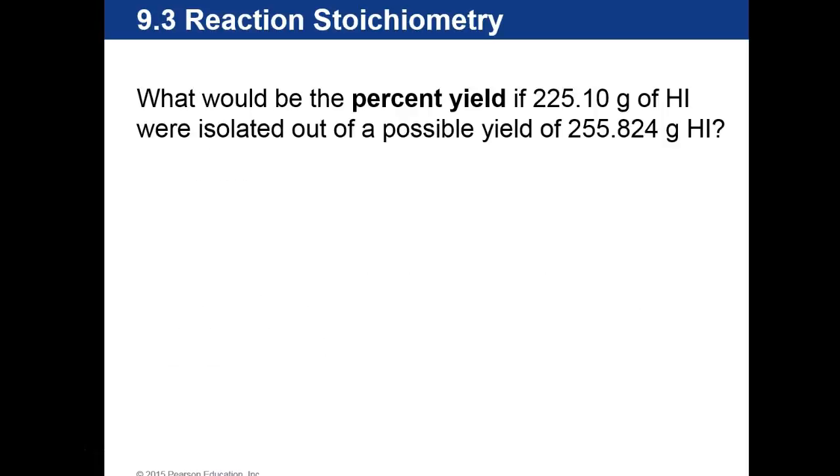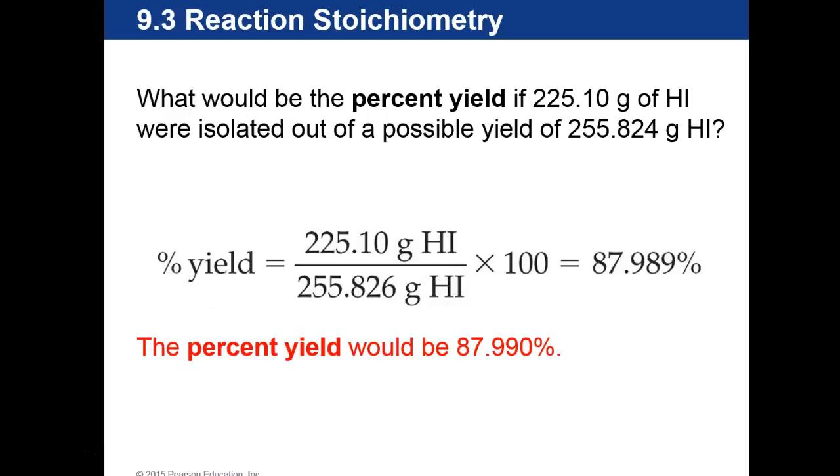So what would be the percent yield if 225.1 grams of HI were isolated out of a possible yield of 255.824 grams of HI? We would take the actual yield divided by the theoretical. Our percent comes out to 87.99%.